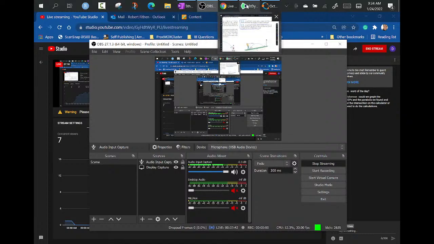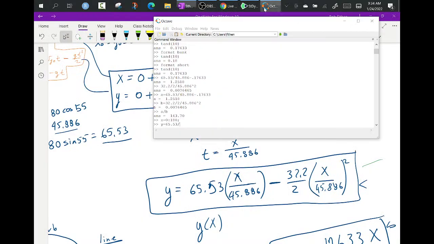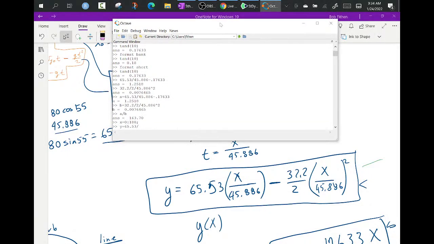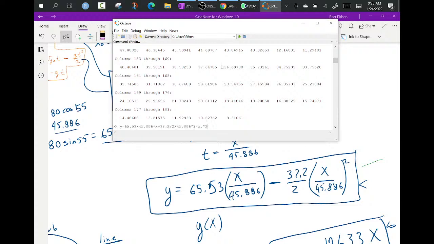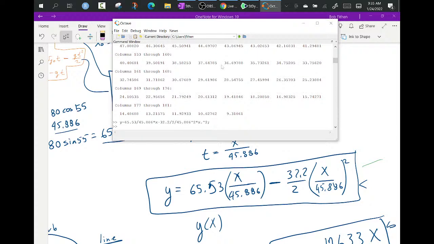Let me run back to here, then back to here. I'm going to plot them and find out, but I wanted to find them digit wise. So I'm trying to do this every way I can. Times x minus 32.2 divided by 2. And I'll first divide by 45.886 squared times x, and you have to put a period, asterisk, and squared. I'm going to put this at the end so it doesn't produce a bunch of numbers. Now I can do a plot, x comma y, and I can check myself.